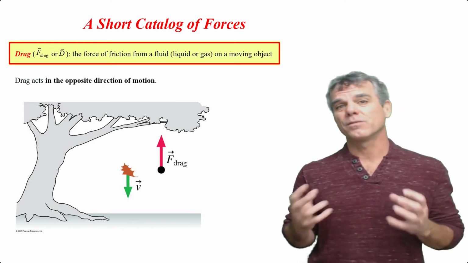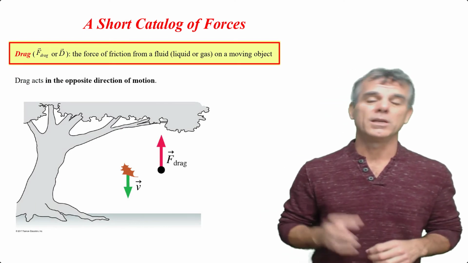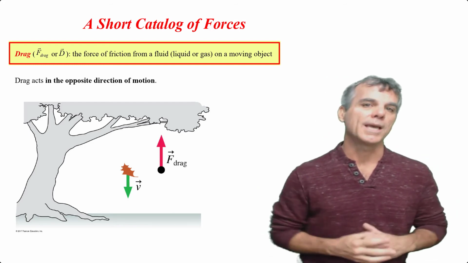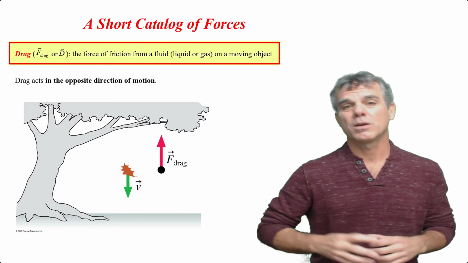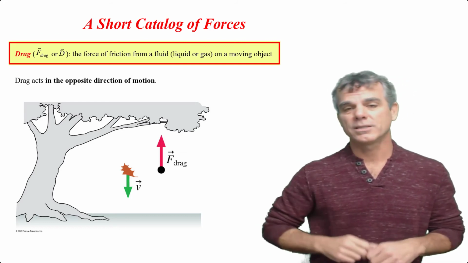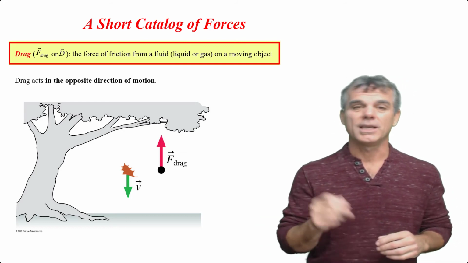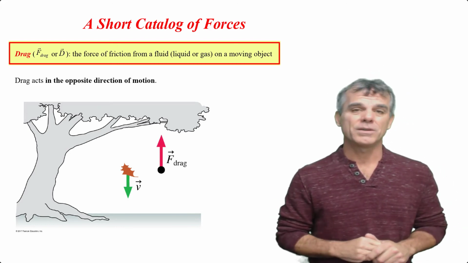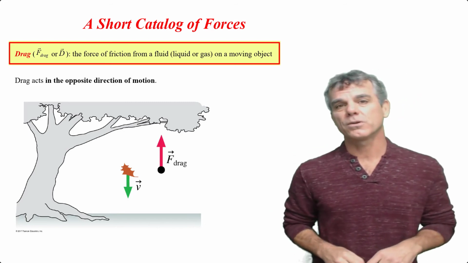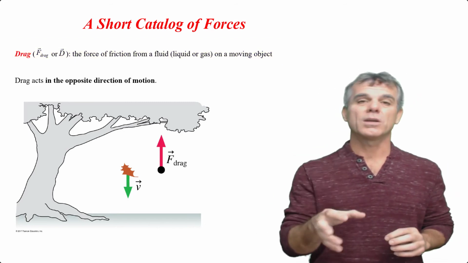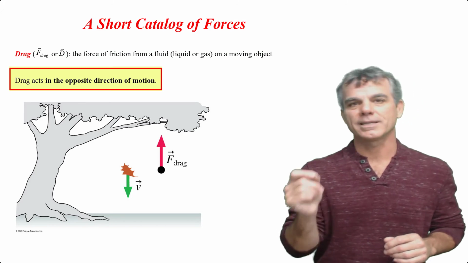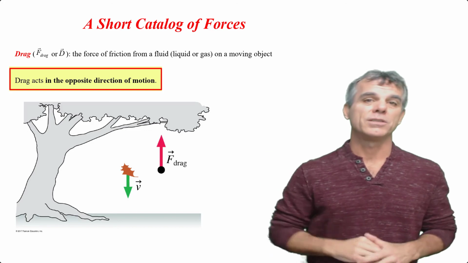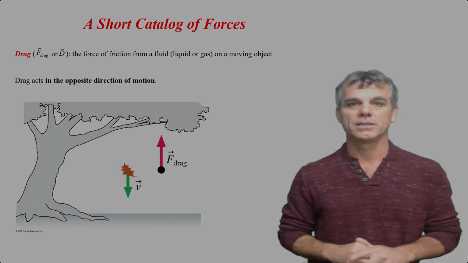Drag is just another name for the force of friction from a fluid on an object. And in physics, a fluid can either be a liquid or a gas. The drag force is usually represented with either F with a drag subscript or capital D. In our class, we're going to use capital D to represent drag. And 99 times out of 100, we're using drag to refer to air resistance. And the direction of drag is always in the exact opposite direction the object is moving. So drag is always in the opposite direction of the object's velocity.